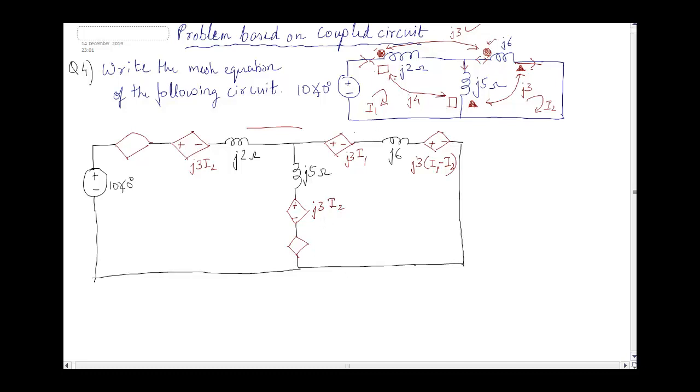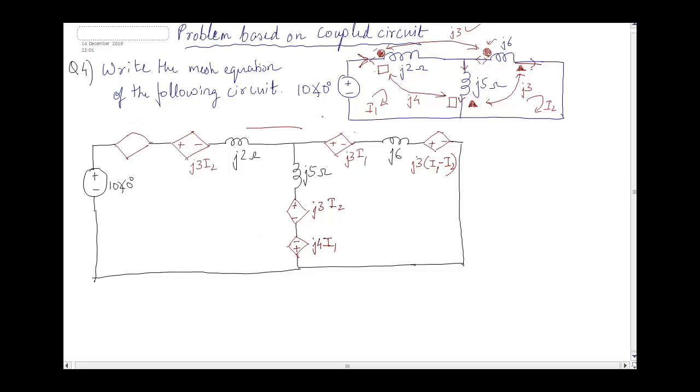Similarly, if I have to go for these two, let's take the first one here. Current I1 is entering this point. So here at J5 it should be leaving. If it should be leaving J5, then this should be positive, this should be negative and this should be positive, and the value is mutual inductance J4 and the current that was flowing in the other coil was I1, so this will be J4 I1.